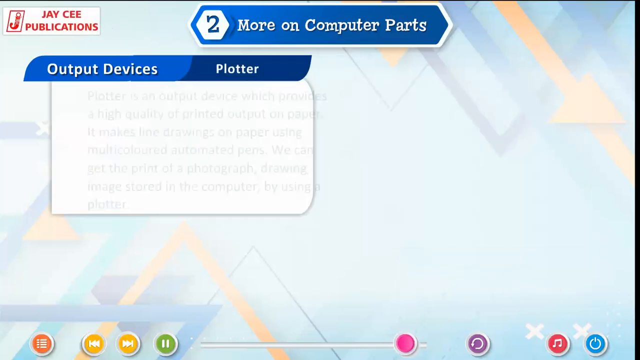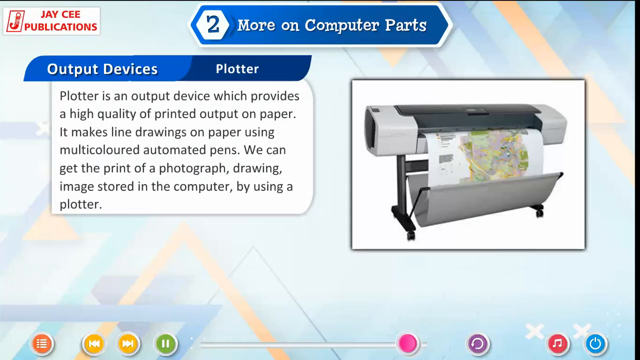Plotter. Plotter is an output device which provides a high quality of printed output on paper. It makes line drawings on paper using multicolored automated pens. We can get the print of a photograph, drawing, image stored in the computer by using a plotter.